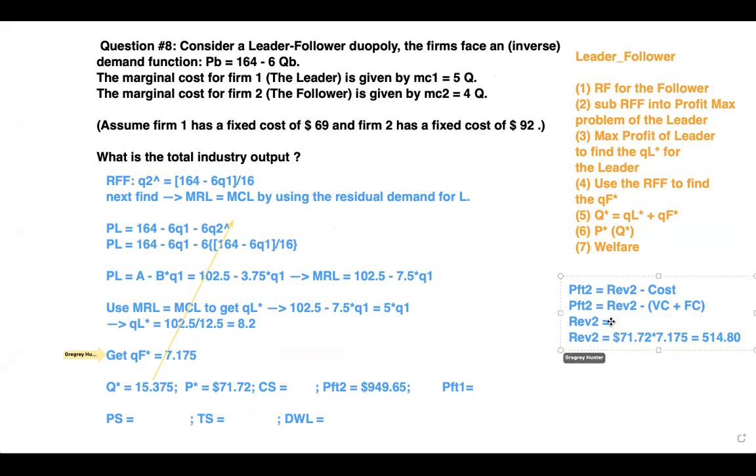Just to be clear, because I think it was Miles asking the question, for the revenue we're doing the price times the quantity. That makes sense. The 71.72 just tripped me up. Now we have to do the cost side, which we said is our variable cost plus our fixed costs. The fixed costs are given as $92.